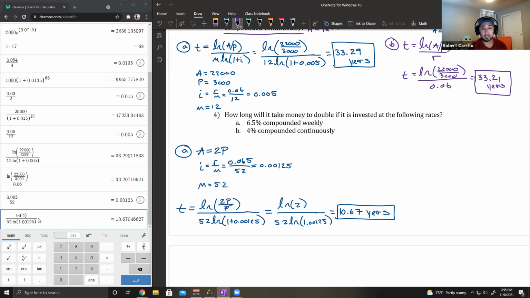If we compound continuously, well, again, we use that formula just like we did above. Natural log A over P, over r. Remember that A is twice the original amount, so 2P. You would have t equals the natural log of 2, because remember, it's the same situation here. 2P over P becomes 2, over our rate, 4%, 0.04. So let's see.